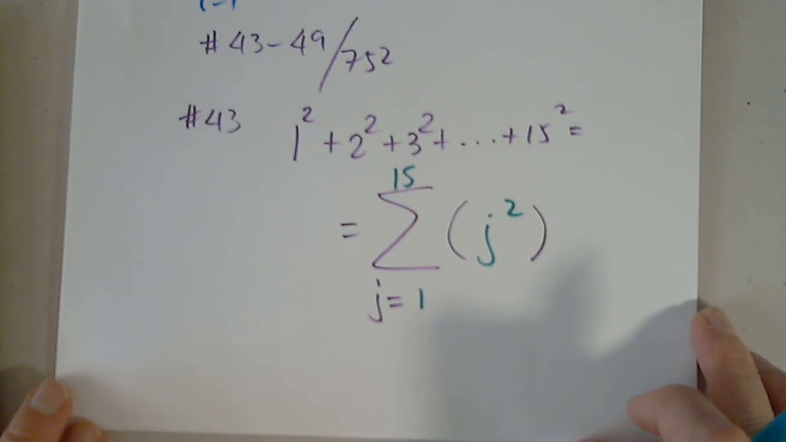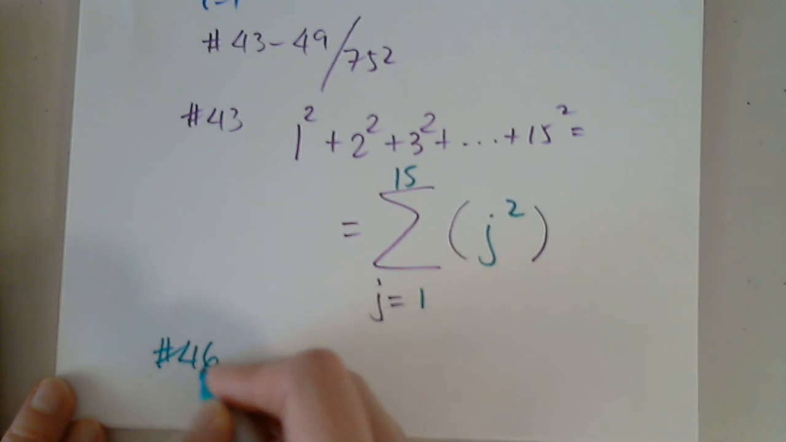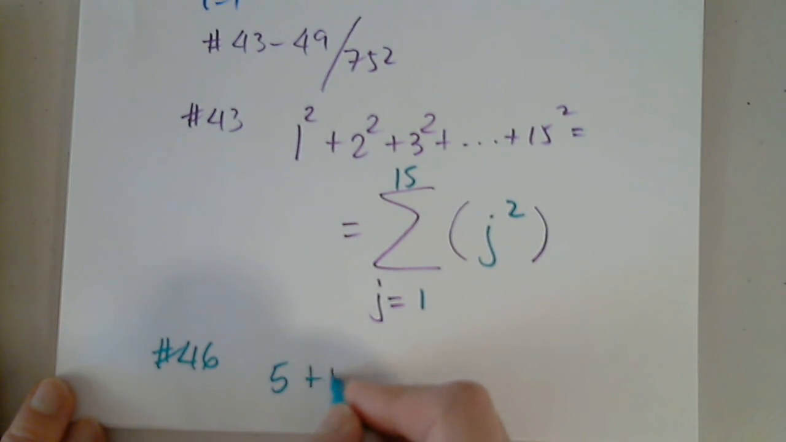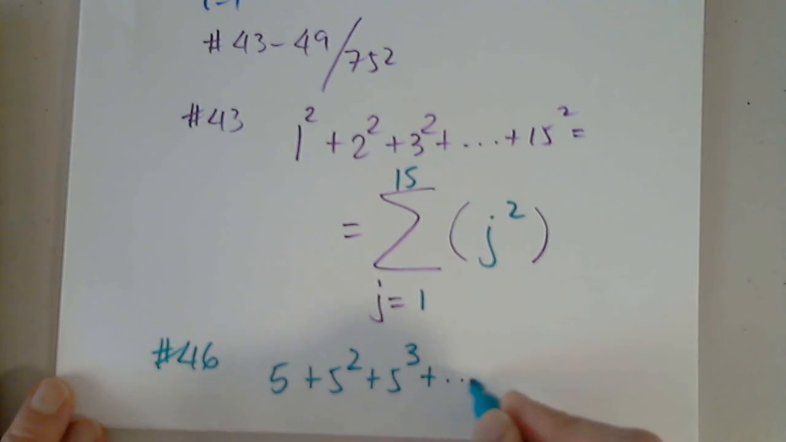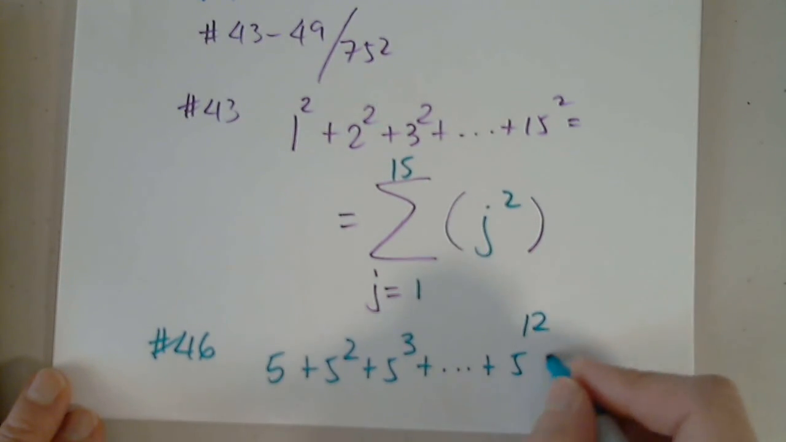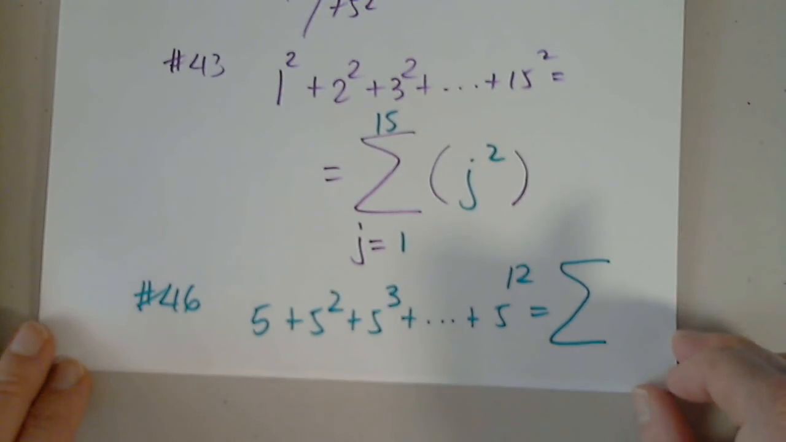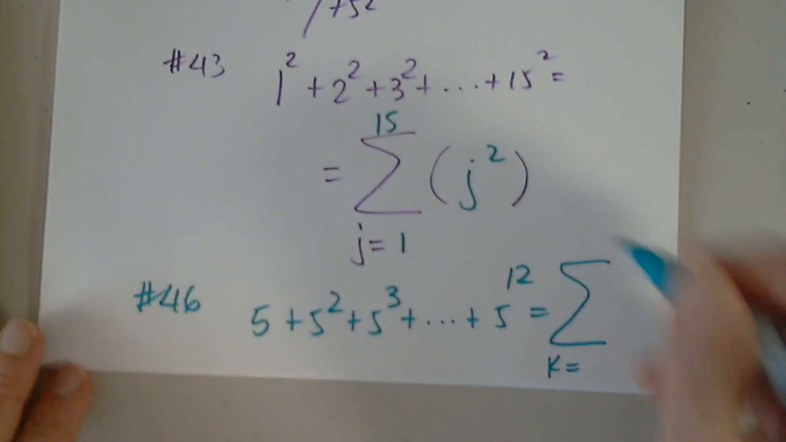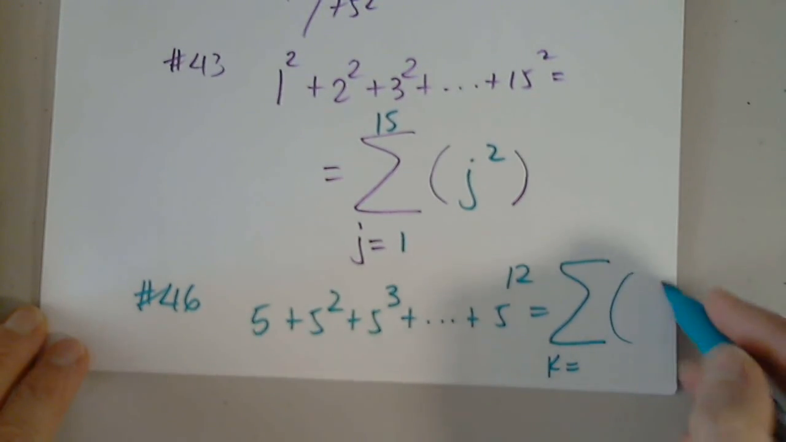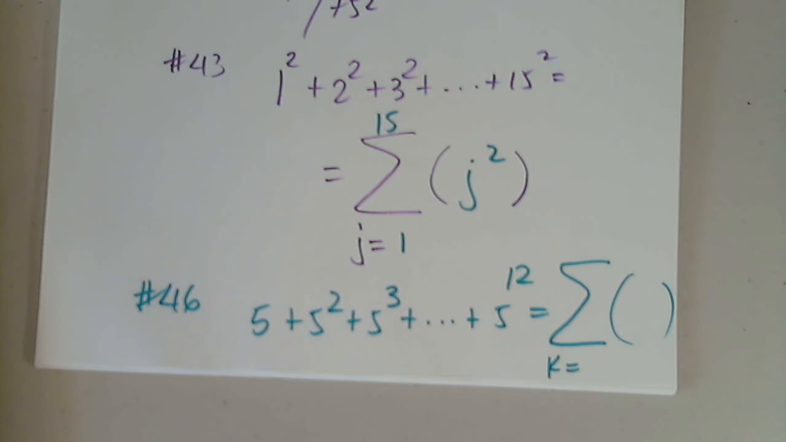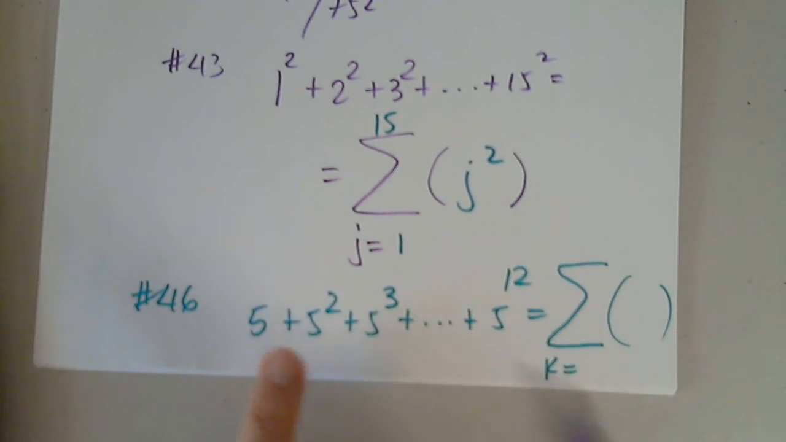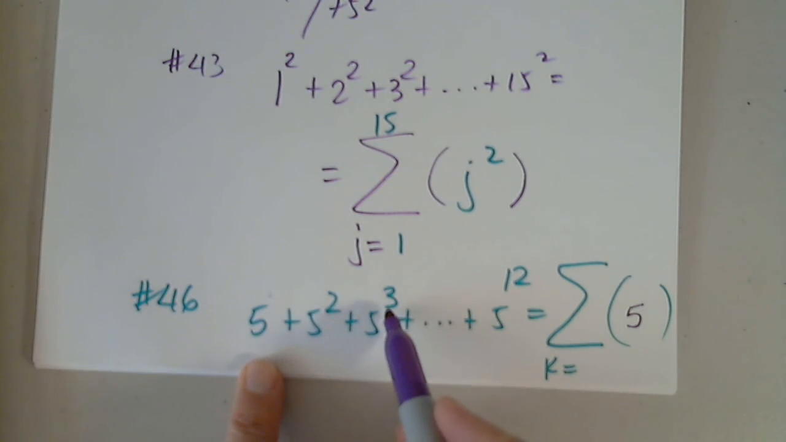Let's say 46. In 46, we have 5 plus 5 squared plus 5 to the third plus dots, only 3 dots, 5 to the 12th. They want us to write the summation notation. Let's say from k equals till the last one, and from something that represents all of them, step by step, of course, not at once. So from k equals, what changes? Not the base, right? The base does not change. This time the power changes from 1 to 2 to 3 to 12.